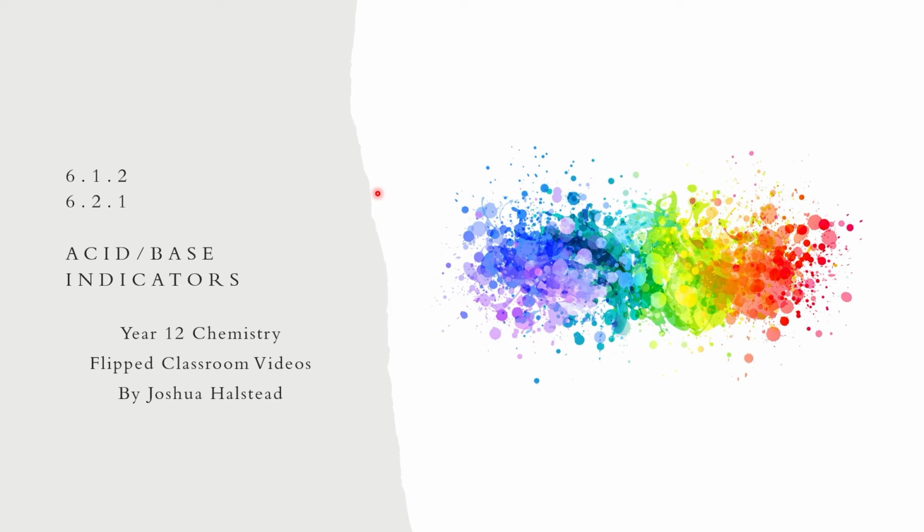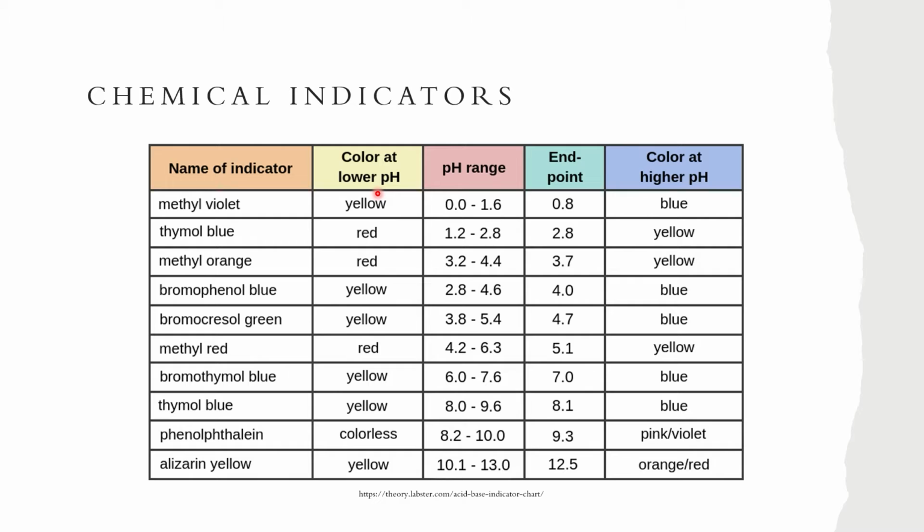G'day chemistry students. In this video, we're going to be covering dot points 6.1.2 and 6.2.1. In particular, our focus today is on unpacking all the different kinds of ways that we can measure how acidic or basic something is using indicators. Let's get into it. So first off, there are a variety of chemical indicators.